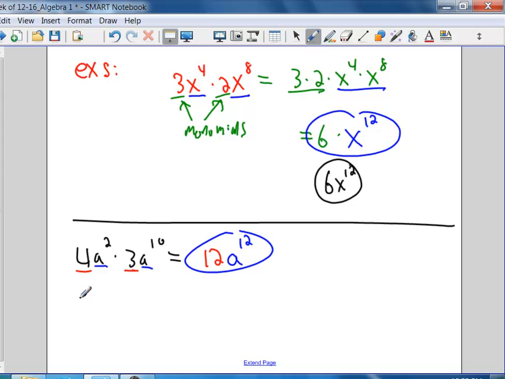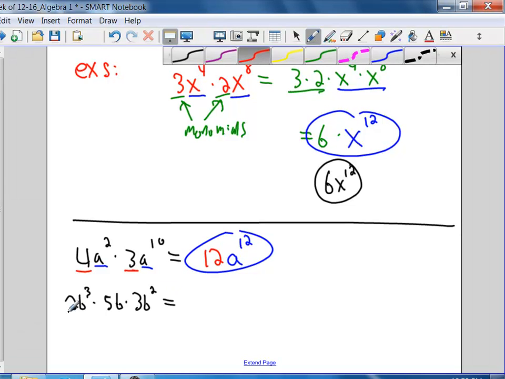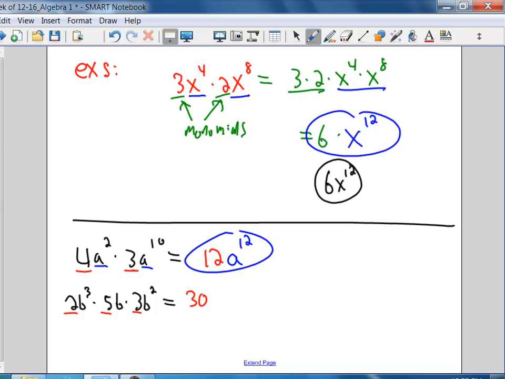Okay, let's say we had 2b to the 3rd times 5b, right, times 3b to the 2nd. Well, we're going to do everything exactly the same as we were. We're going to multiply this by this by this, okay? We're going to get 30, and then we're going to add all of those exponents, right? Keep the base, add the exponents. Don't forget that that's a 1. We talked about it briefly. So you add 3 plus 1 plus 2, right? You get 6.